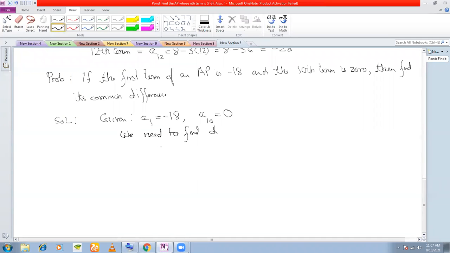Right. Now we start with A1, A10. A10 is given to us as 0. And what is the formula for An, the nth term of an AP? A1 plus, what is n here? 10. n minus 1 into d. d we don't know, we have to find out. Is equal to 0. Now what is A1 here? A1 also we know.